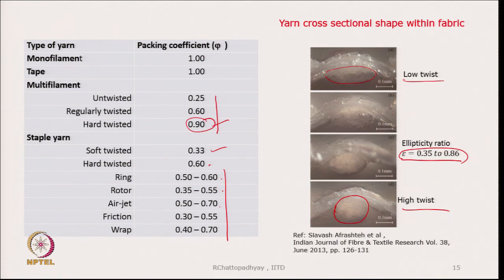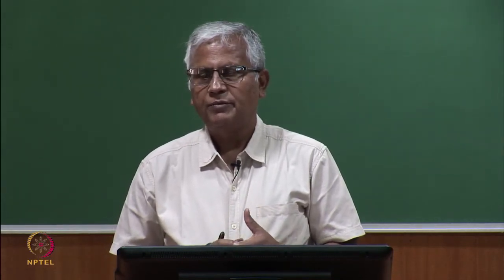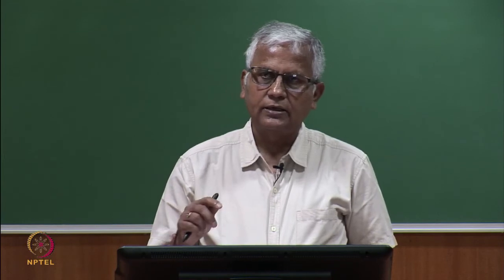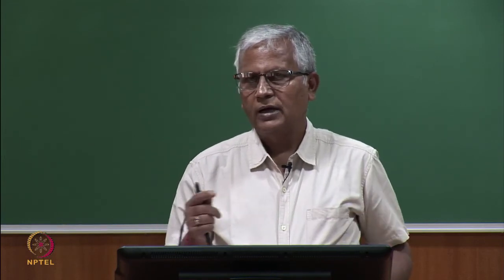Because at the interlacement point there are a lot of forces which are acting, and because of these forces at the interlacement point, both the yarns are basically pressing each other. As a result, if the yarn is circular in nature, it is going to be deformed and it is going to take a shape which is close to an ellipse.